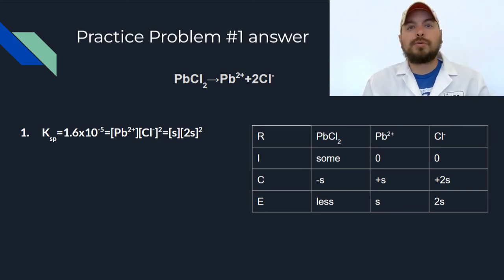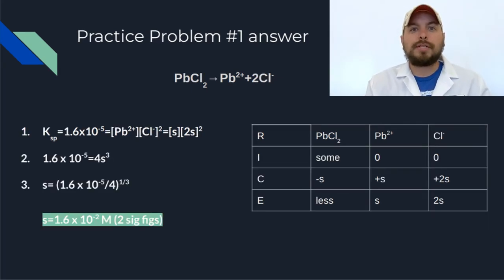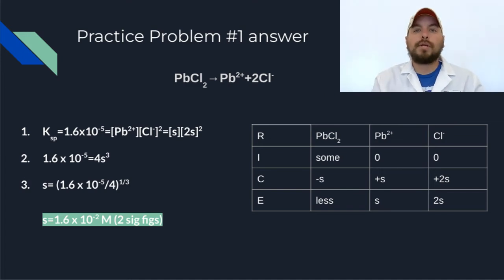If we substitute in from a RICE table, what we find is that the concentration of lead would equal S, and the concentration of the chloride ions would equal 2S. We solve for S, which means that KSP is equal to 4S cubed. We take the cube root of our KSP divided by 4, and we get 1.6 times 10 to the negative 2nd moles per liter.